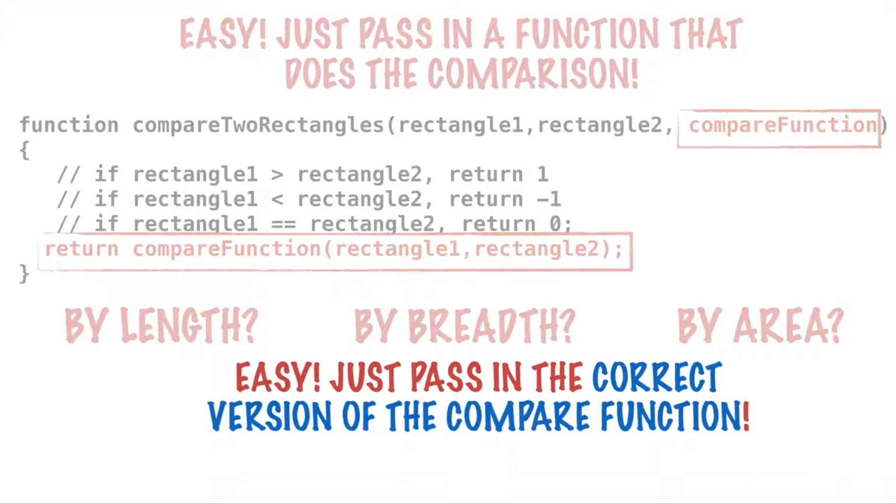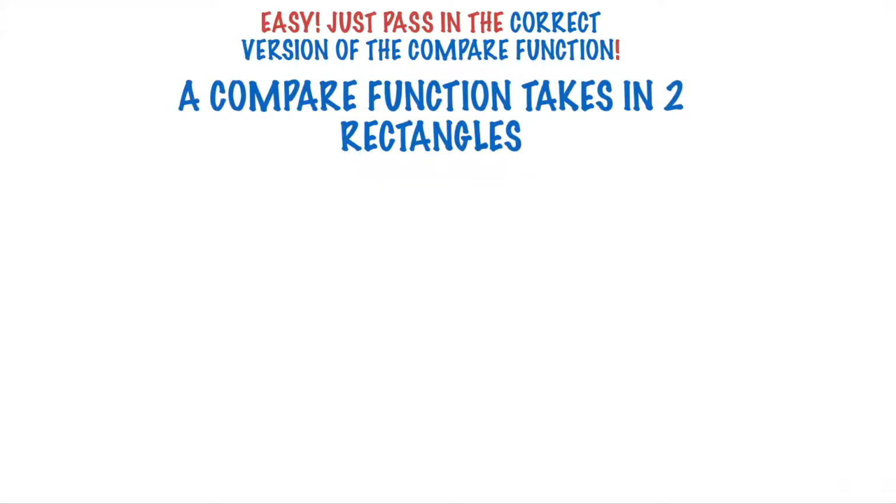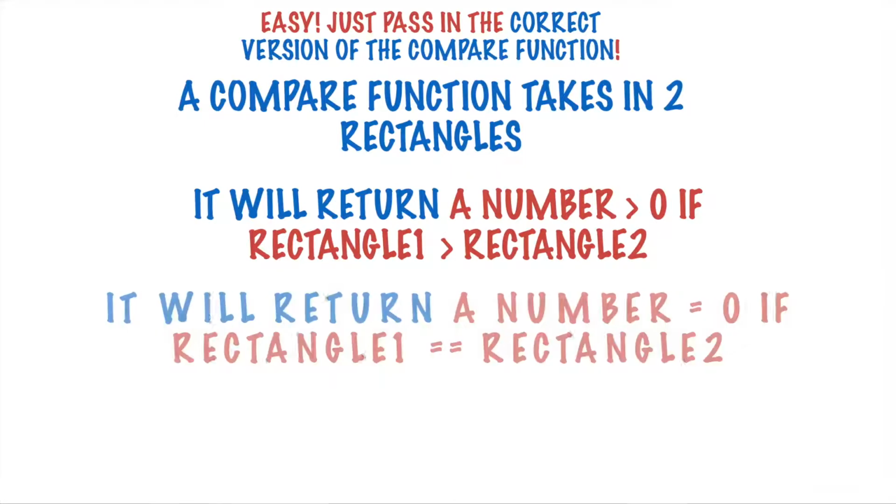A quick word about this compare function and what it does and the values that it returns. A compare function in programming languages typically is a function which compares two objects, two numbers, two strings, anything. In our case, the compare function will take in two rectangles. It will return a number greater than 0 if the first rectangle, rectangle 1, is greater than rectangle 2, whether it's greater on the basis of its length, breadth, or area.